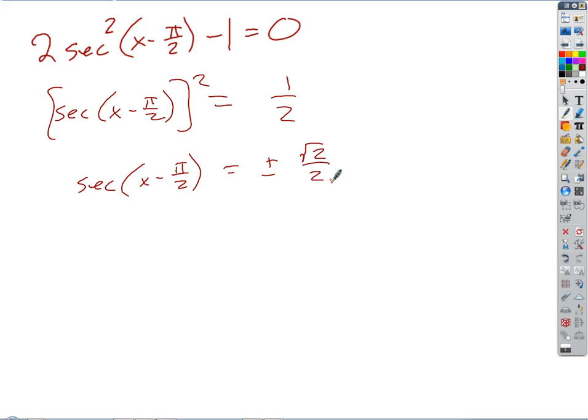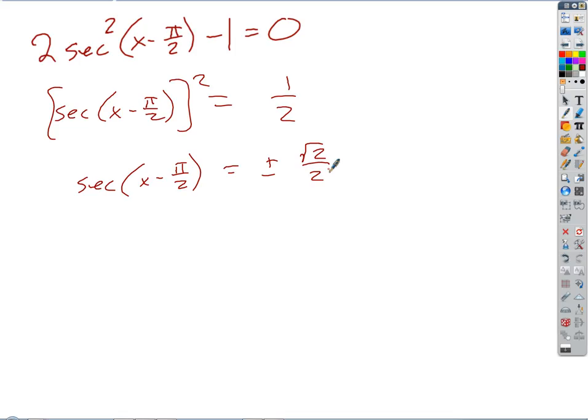And now you find theta where it equals square root of 2. Why is it square root 2 over 2 instead of 1/4? Because I'm square rooting. So it's 1 over the square root of 2, which is just square root of 2 over 2.